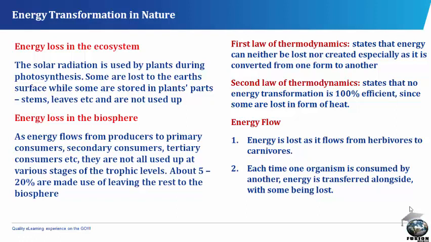Energy flow. 1. Energy is lost as it moves from herbivores to carnivores. 2. Each time one organism is consumed by another, energy is transferred alongside. Examples are nutrient cycles in nature. This includes the carbon cycle, water cycle, and oxygen cycle. For the carbon cycle, this involves the circulation of carbon through ecosystems.